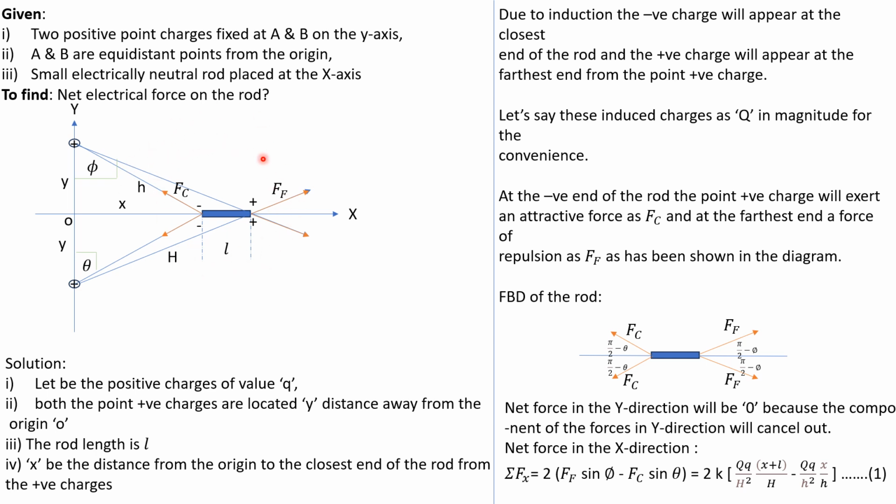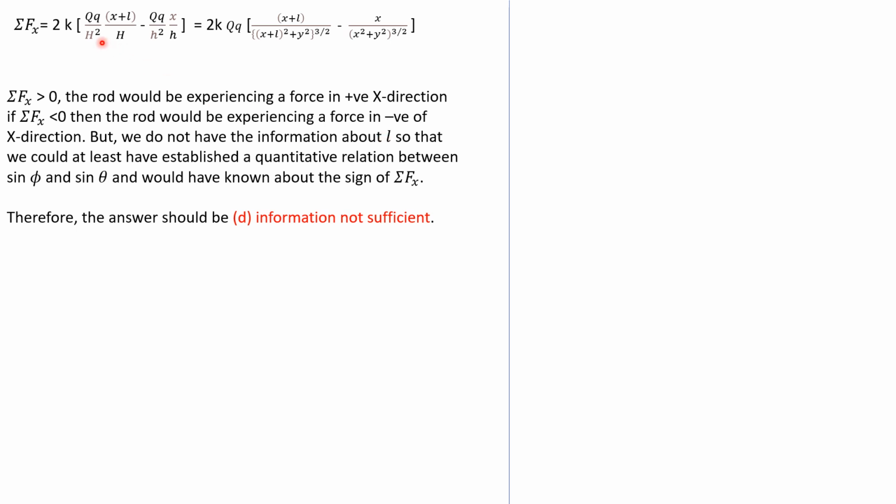So let us write the expression for that. Summation of force in the x direction is 2FF sine phi, where phi is this angle, minus Fc sine theta, and we will put the value of sine phi and sine theta. So this will be coming like this. You will reach finally an expression like this.